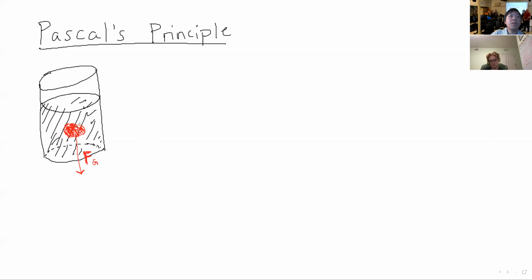And then, however, we know that since the object is floating, it's not moving downwards or upwards, right? So that means there has to be another force that acts upwards. Yeah, it's called the buoyant force. Good. And we're going to call this force F_B, right? So because the object floats, the buoyant force must cancel out the gravitational force.